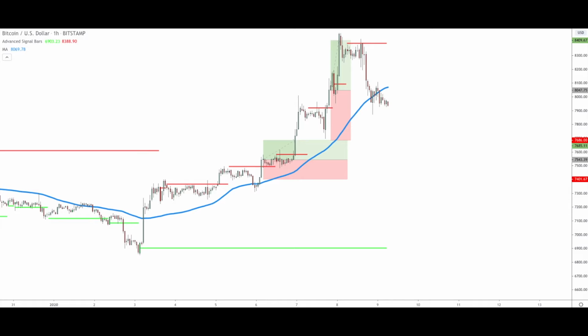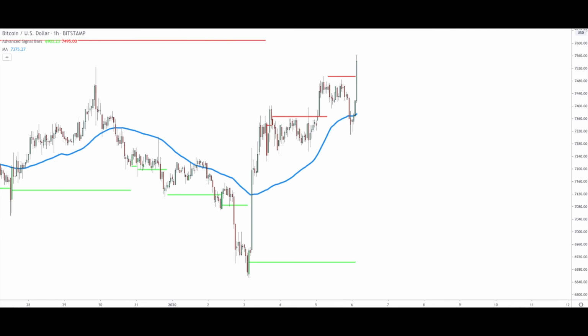So let's jump back to the beginning of this trend and let me explain the strategy that we used. Today we are looking at Bitcoin US dollar on the 1 hour time frame with two indicators.